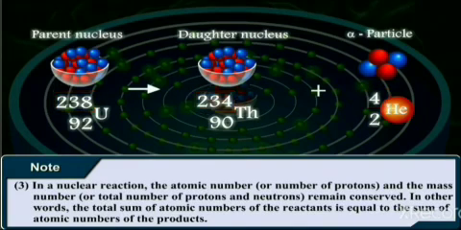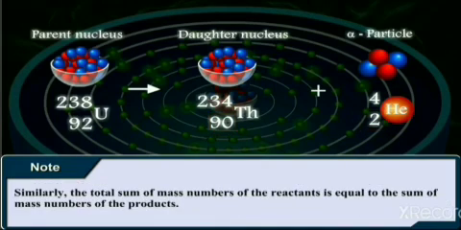In other words, the total sum of atomic numbers of the reactants is equal to the sum of atomic numbers of the products. Similarly, the total sum of mass numbers of the reactants is equal to the sum of mass numbers of the products.